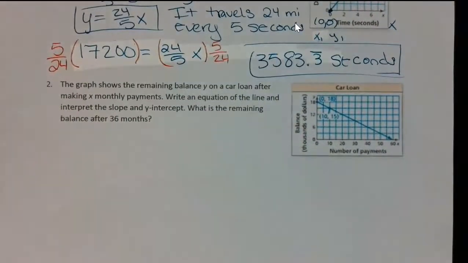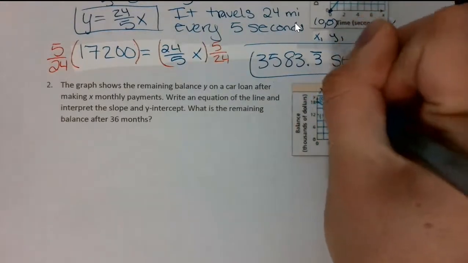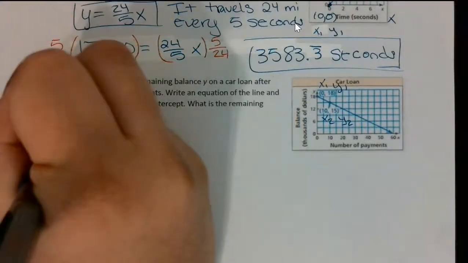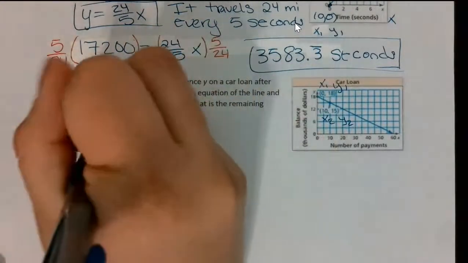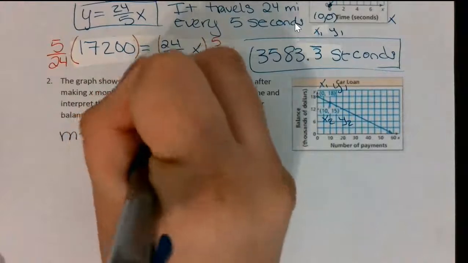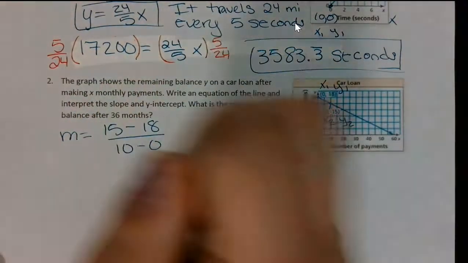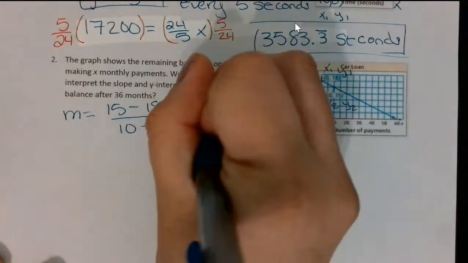Okay. Number 2 has a graph with the remaining balance y on a car loan after making x monthly payments. So we want to find the equation of the line, interpret the slope and the y-intercept, and then figure out what the remaining balance is after 36 months. So I'm going to label my points x1, y1, x2, y2. Then I'm going to plug into the slope formula. So I have 15 minus 18 over 10 minus 0. This gives me negative 3 over 10.